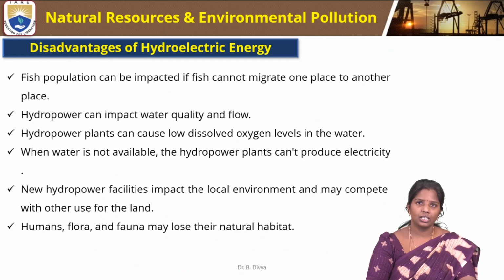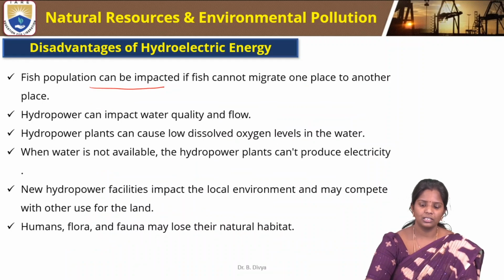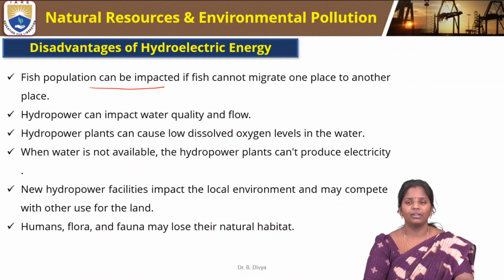So disadvantages: fish population can be impacted. The fish cannot migrate from one place to another place. When there is a lot of water being stored in the dam, there are always some plankton or animal species living there. So if we suddenly use it for the power plants, there should be sufficient water for the fish to migrate. Otherwise there will be an impact on fish survival.